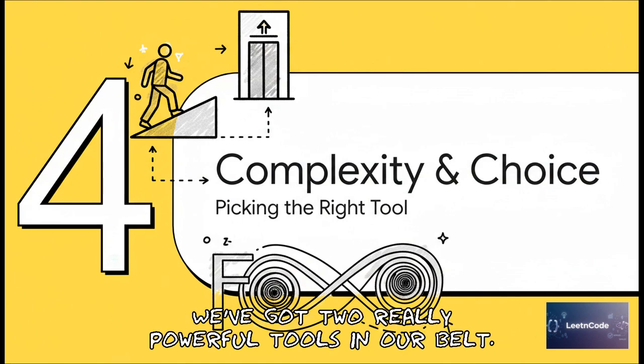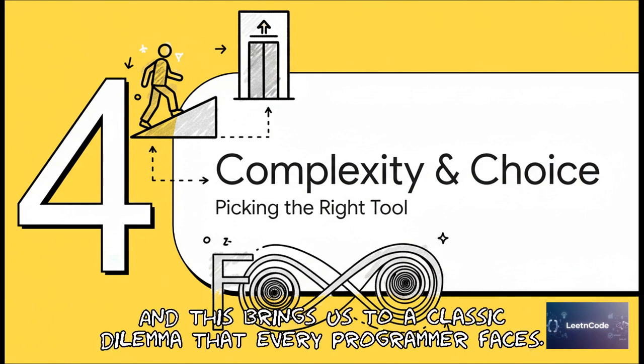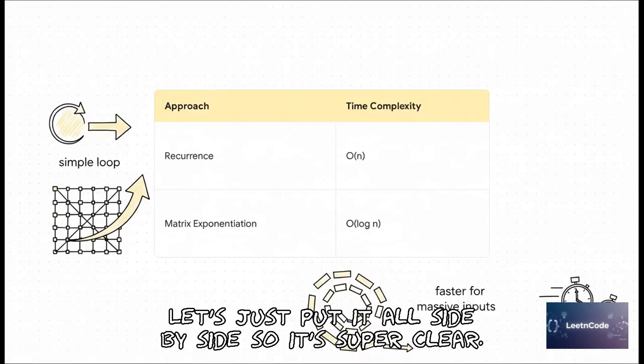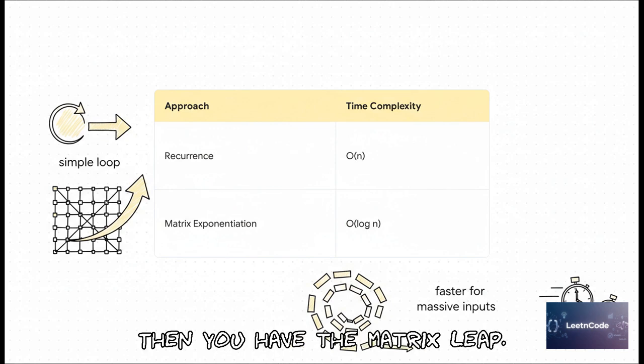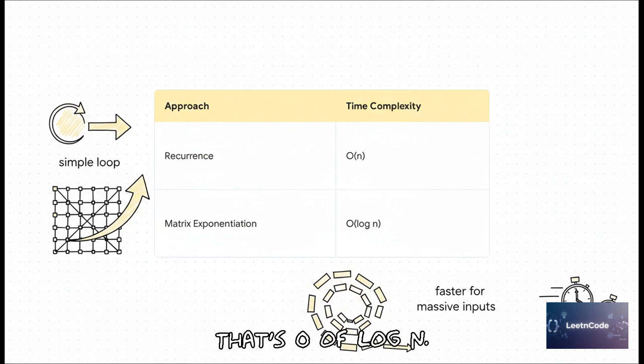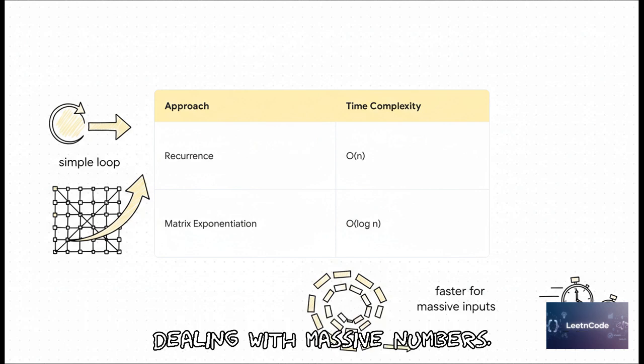So there we have it. We've got two really powerful tools in our belt, the staircase and the elevator. And this brings us to a classic dilemma that every programmer faces. Let's just put it all side by side so it's super clear. You've got the simple loop, that's your O of n, linear time. It's easy to write, easy to understand. Then you have the matrix leap. That's O of log n, logarithmic time. It's definitely more complex to set up, but it's wildly, exponentially faster when you're dealing with massive numbers.